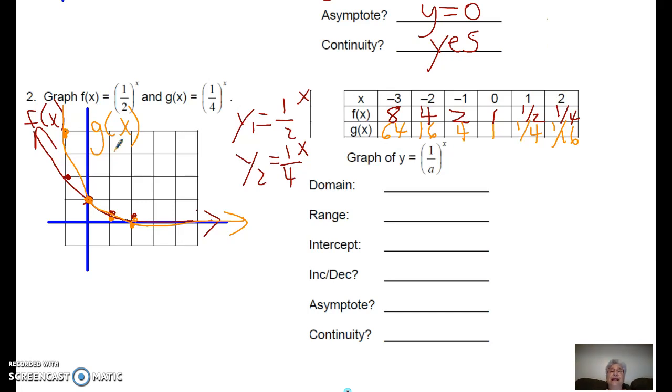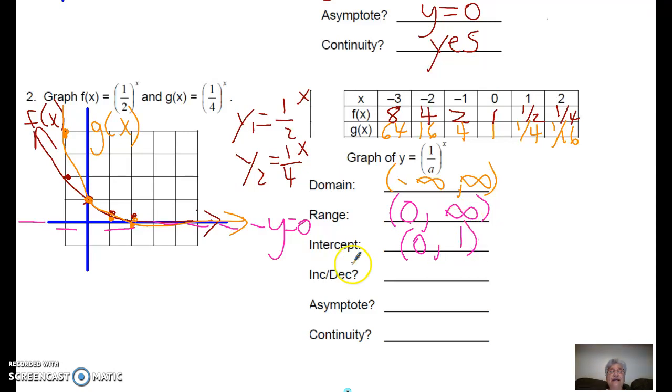So talking about domain again, it's still all real numbers, -infinity to +infinity. Our range, again, we're looking at an asymptote. Our asymptote is still at y equals 0. So our lowest value is going to be 0, but it's not going to be touching that x-axis. So 0 to +infinity. Because there's an asymptote at y equals 0, there is no x-intercept, only a y-intercept. So when x is 0, y is 1.